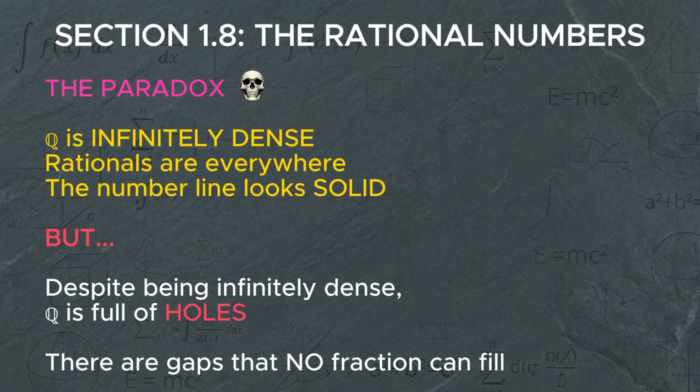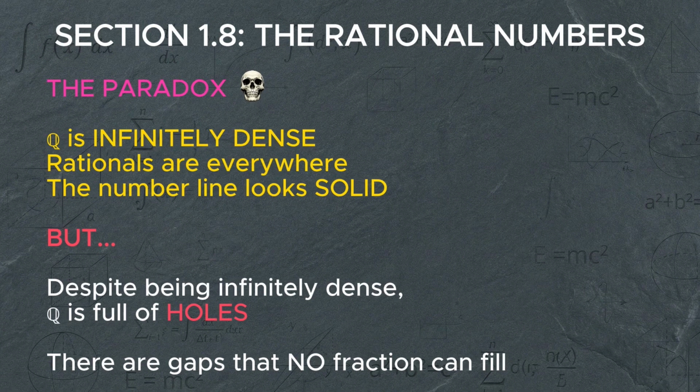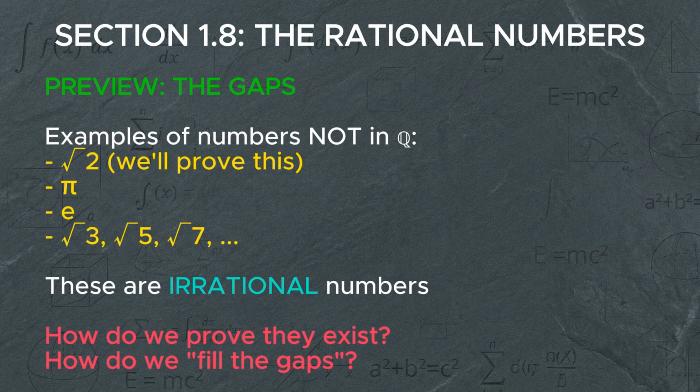But here's the cliffhanger. Despite being infinitely dense, the rational number line is full of holes. There are gaps that no fraction can ever fill. Numbers that exist, that we can point to geometrically, but that cannot be expressed as a ratio of integers. For example, the square root of 2, pi, the number e. These are not rational. They cannot be written as fractions, but they clearly exist. So how do we prove they exist? How do we rigorously fill in the gaps? That's where the completeness axiom comes in.